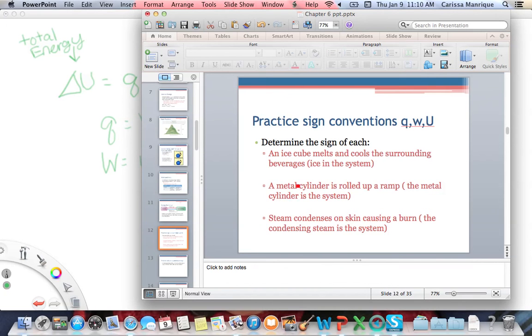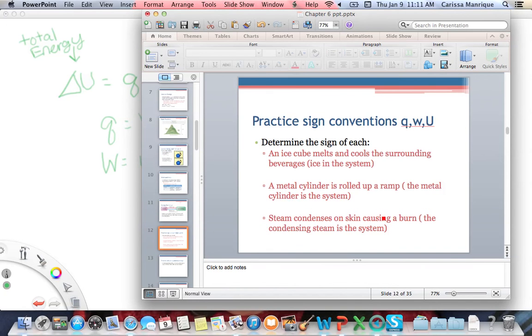A metal cylinder is rolled up a ramp. The cylinder is the system. Now think about this. Is the cylinder rolling itself up? No, that's impossible. So somebody else is rolling up the cylinder, so that is positive. If this said the cylinder is rolling itself up the ramp, then that would be negative. The system doesn't want to do work. But if somebody else is rolling it up, that's positive.